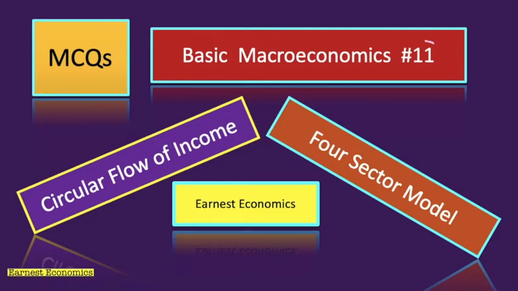Today it is our session number 11 on basic macroeconomics, and the topic that we are conducting our MCQ session on is circular flow of income, the four sector model. So let's move to our first question.